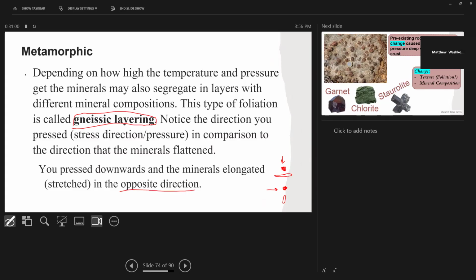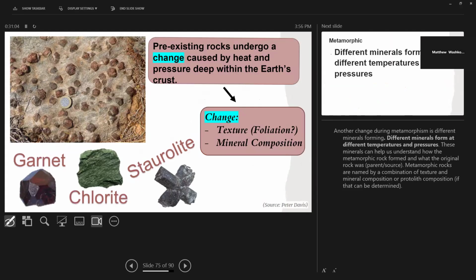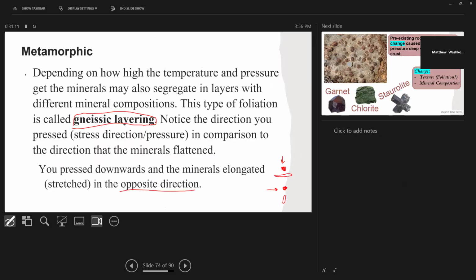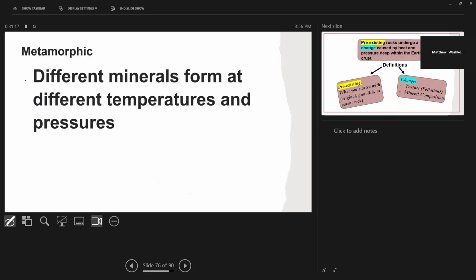So write this all down. We can look at, one, the texture: is it foliated or not? Is there layering or not? And also look at the mineral composition of it. What's it composed of?